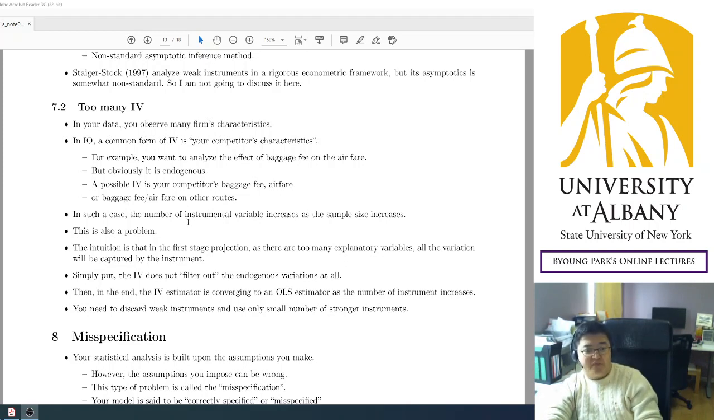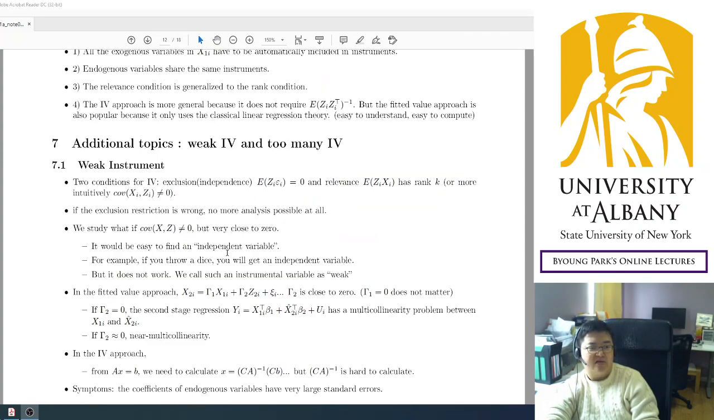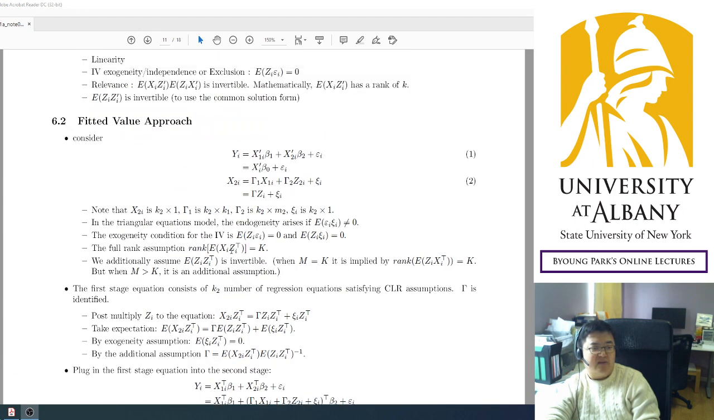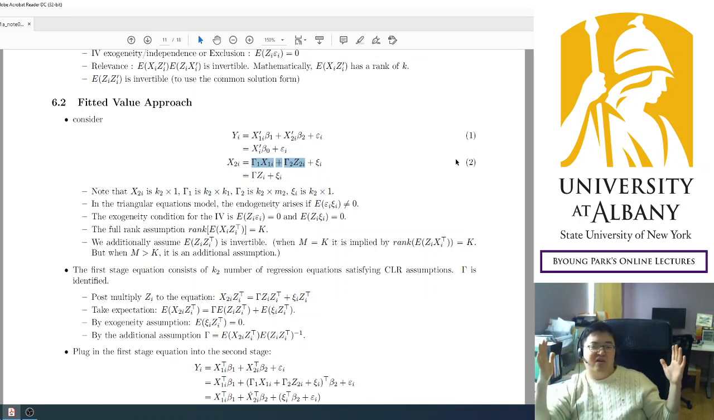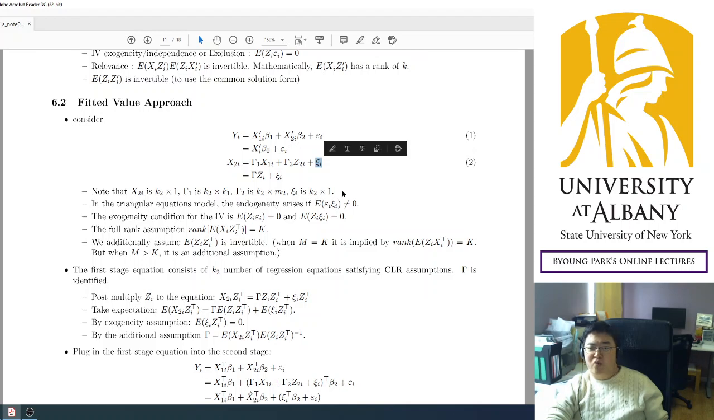Then the problem here is, I did not use equations here, but let's go back to the fitted value approach first. It is more intuitive to understand. In the fitted value approach, the number of Z2 increases to infinity. So the number of Z2 is exploding to infinity. And then the good thing is the more variables you have in the instrument, the better variation you have. So the variation on this part is the variation you are going to use in the analysis. So the more instruments, the more variation you could use in the second stage. However, if the number of instruments goes to infinity, then in the end, there will be no residual.